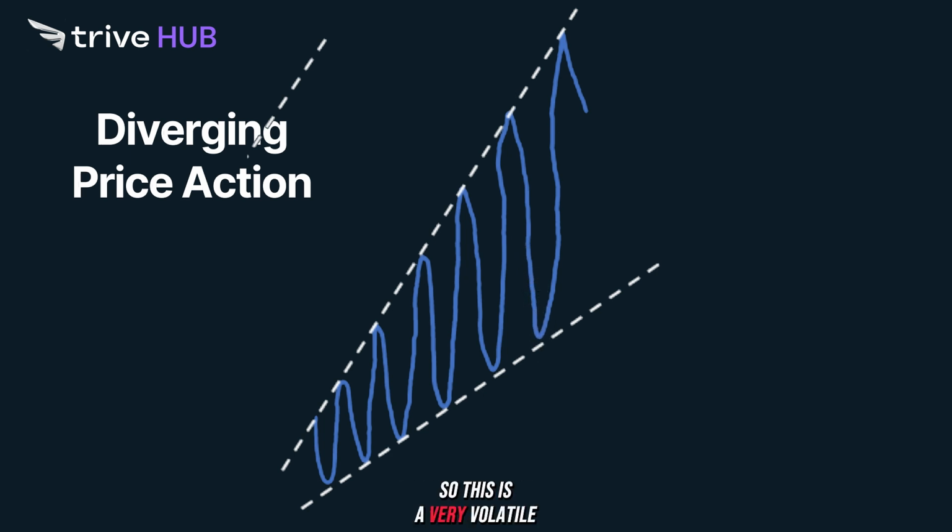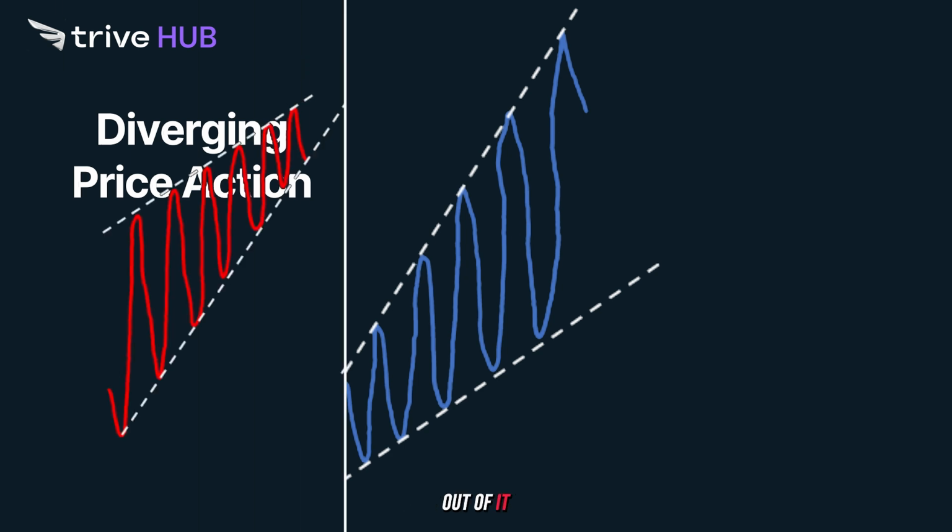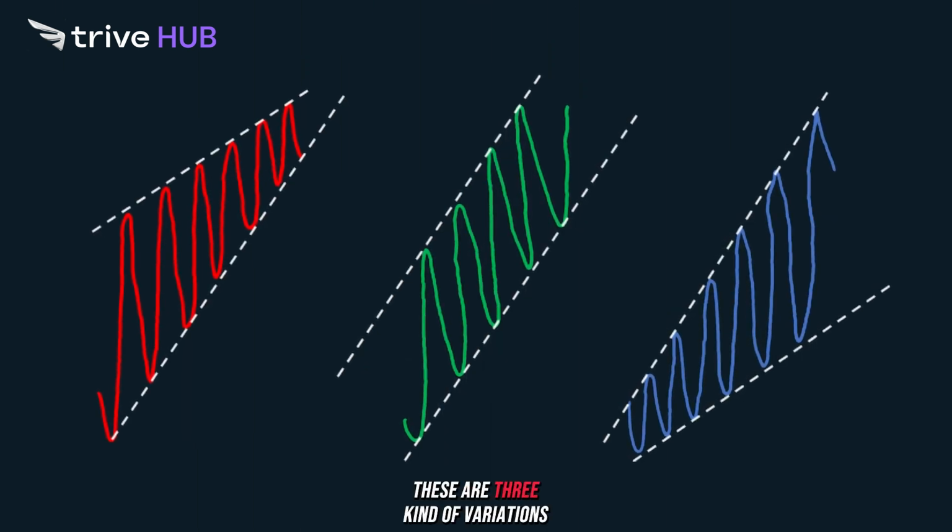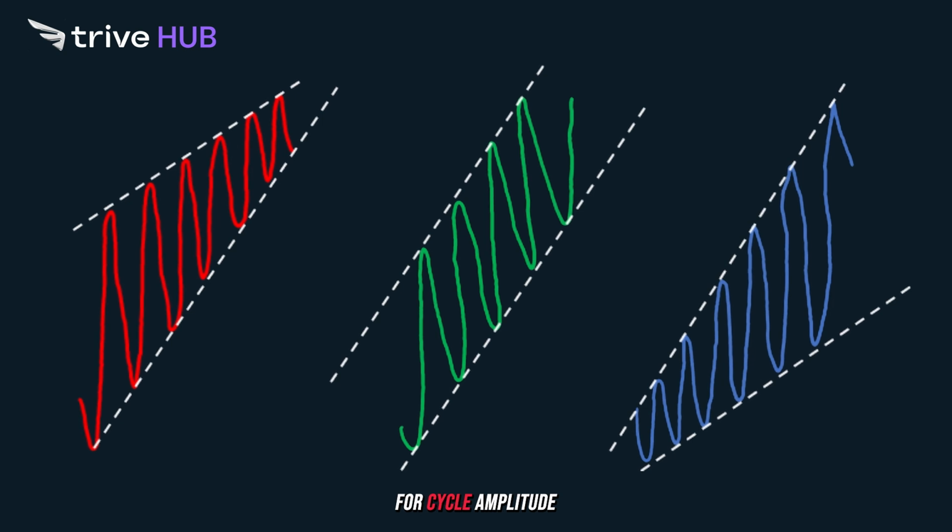So this is a very volatile type of structure and you may not be able to draw that good a conclusion out of it. So these are three kinds of variations for cycle amplitude.